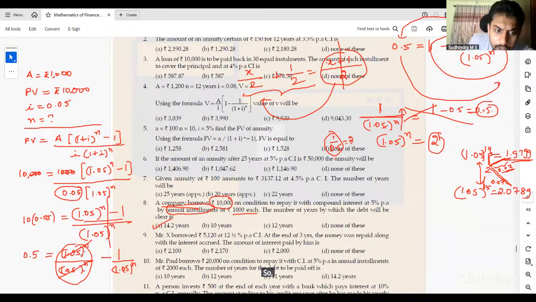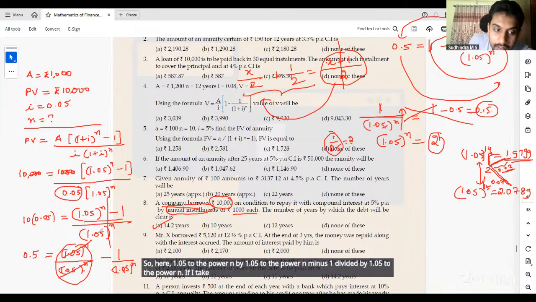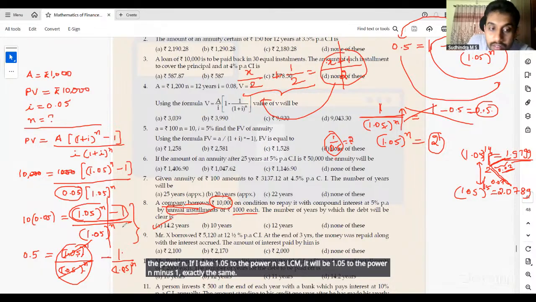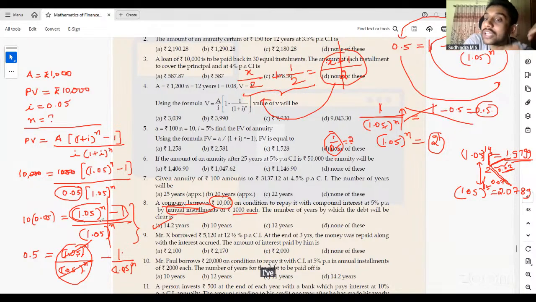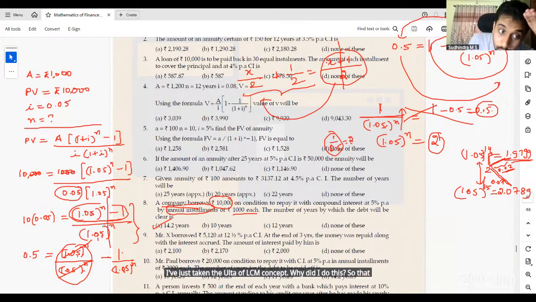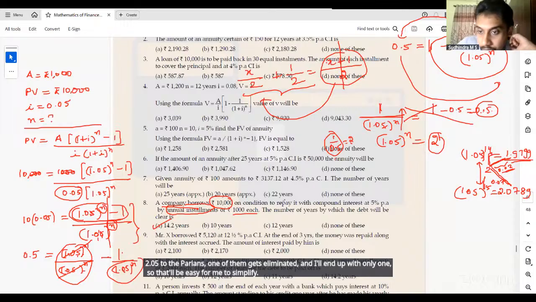So here, 1.05 to the power n by 1.05 to the power n, minus 1 divided by 1.05 to the power n. If I take 1.05 to the power n as LCM, it will be 1.05 to the power n minus 1. Exactly the same. Okay, got it. I've just taken the reverse of the LCM concept. Why did I do this? So that I have two 1.05 to the power n's, one of them gets eliminated and I'll end up with only one. So that will be easy for me to simplify.